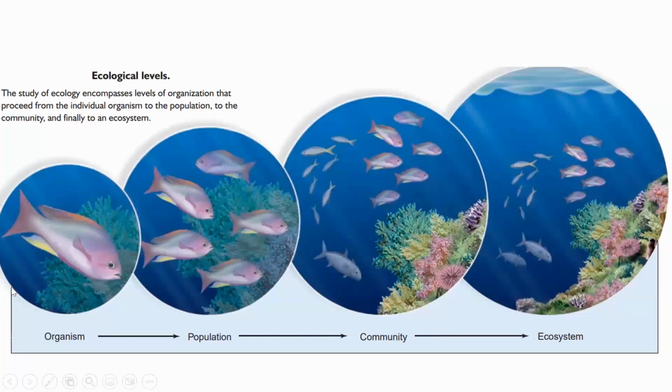So we may see that at the organism level, we talk about the individual. And at the population level, we talk about the organisms of the same species that are present in a common area. Then in the community level, we talk about the interactions between the different populations, and at the level of ecosystem, we talk about the interaction between the different communities.